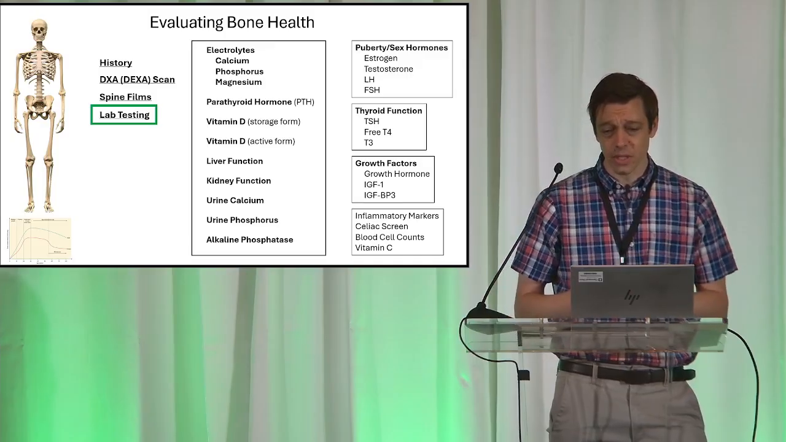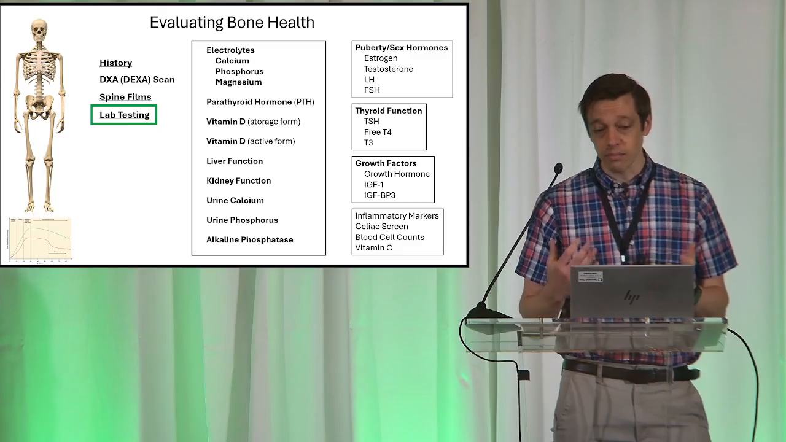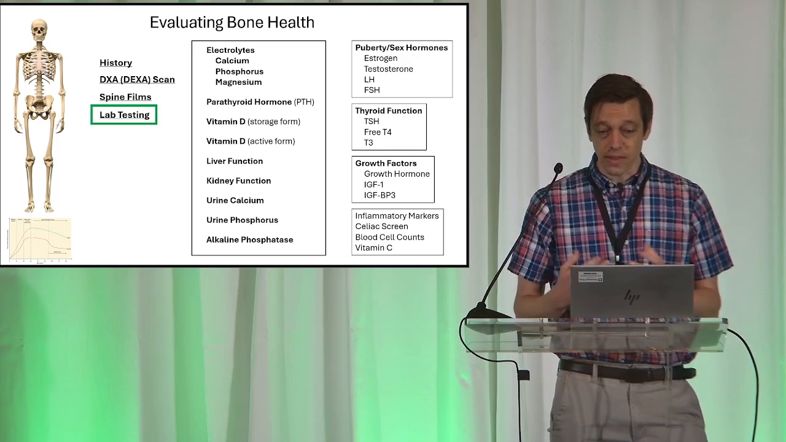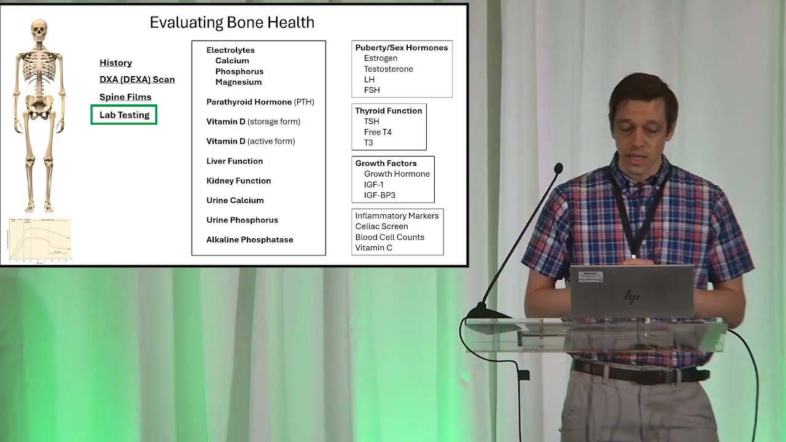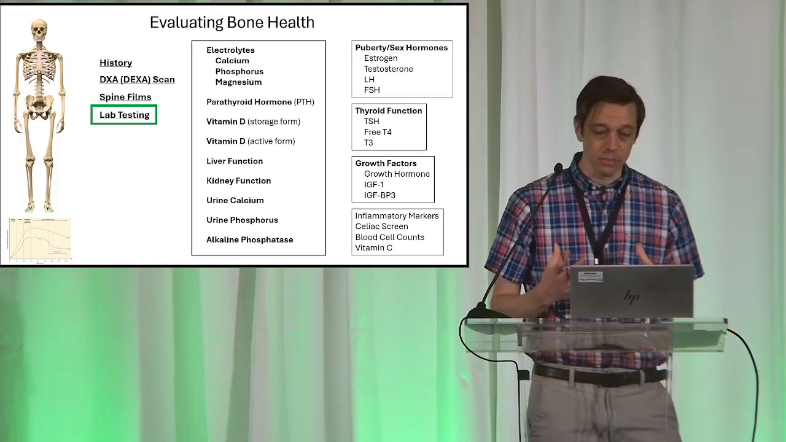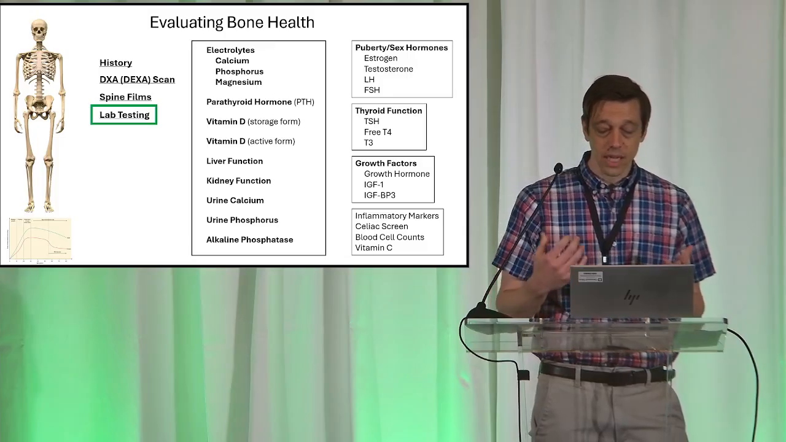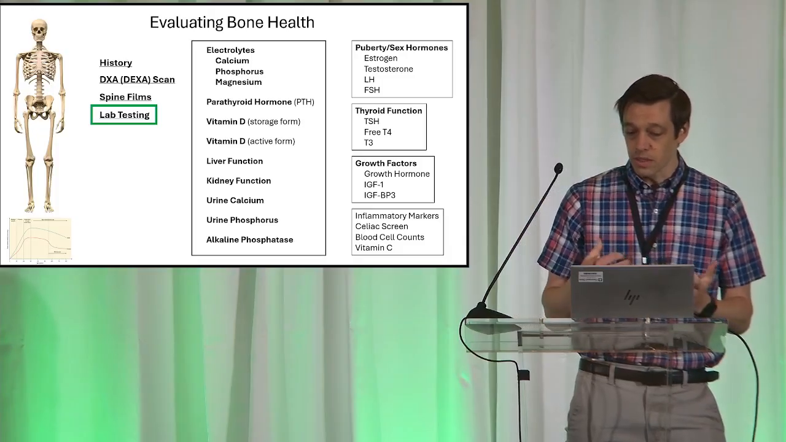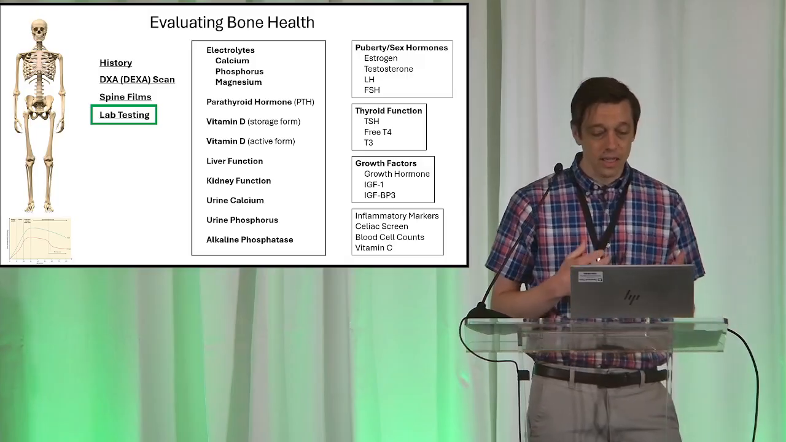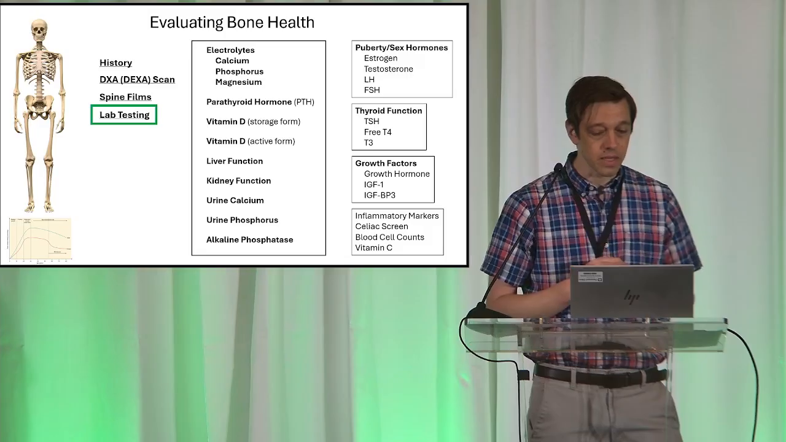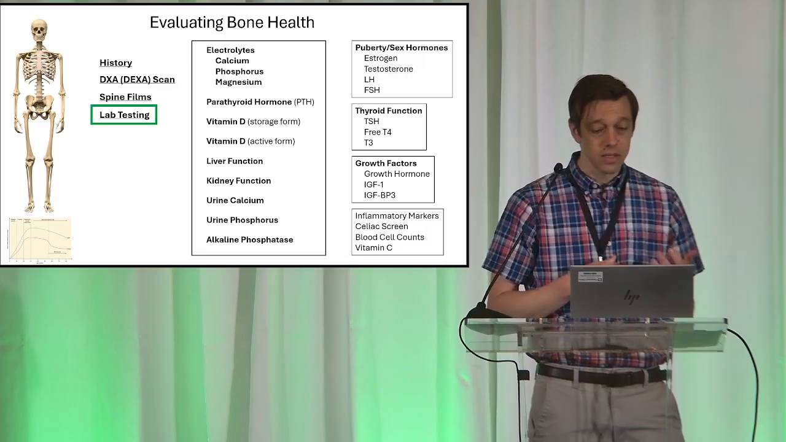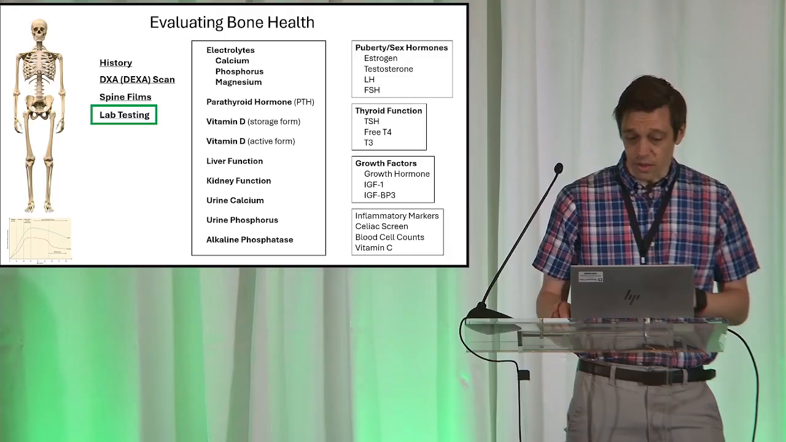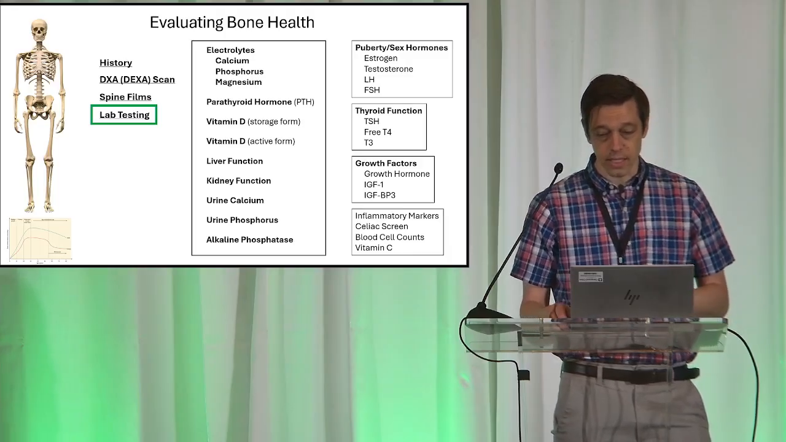Of course, depending on the age of the person, we may include other labs as well, like estrogen, testosterone, other puberty hormones. We'll want to be sure that thyroid function is normalized, since thyroid hormone plays an important role in maintaining bone health too. Like thyroid hormone, we want to check the growth factors, make sure that those are at optimal capacity. And then, depending on the individual, we'll be exploring other possibilities, such as other inflammatory markers, concerns for celiac disease, hematologic possibilities, or other mineral deficiencies, such as vitamin C.